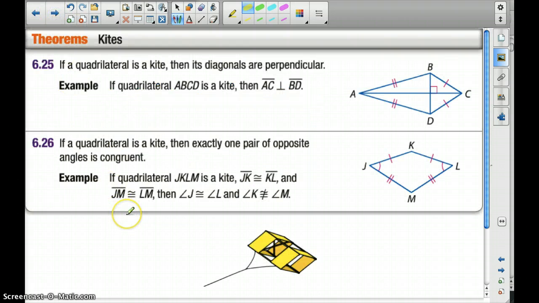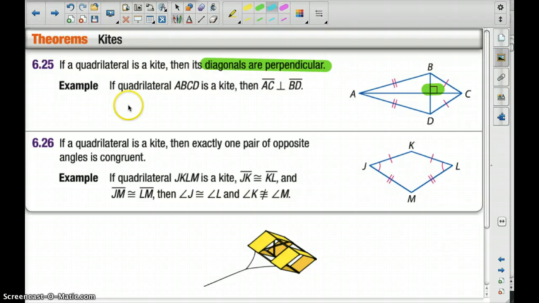And you need to write these theorems down in your packet, so pause the video and write these in your packet. If a quadrilateral is a kite, then its diagonals are perpendicular. That's the same as the rhombus.